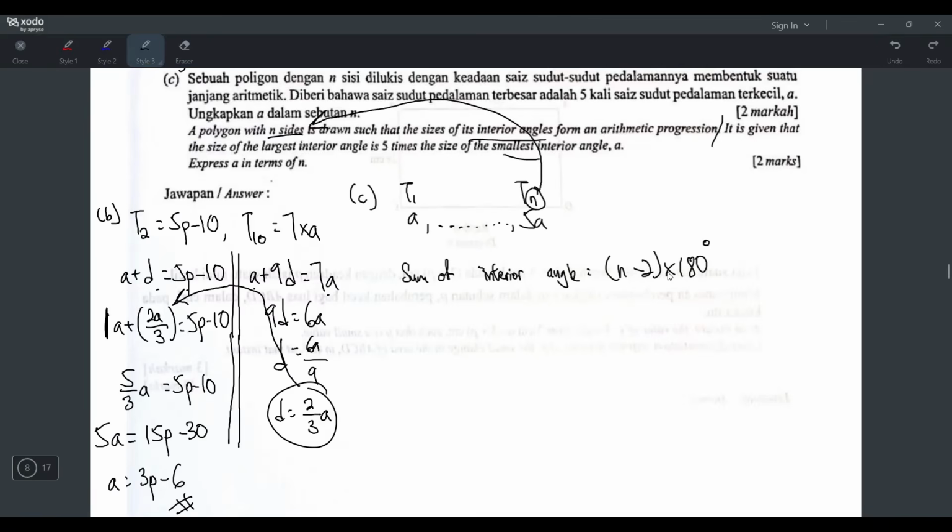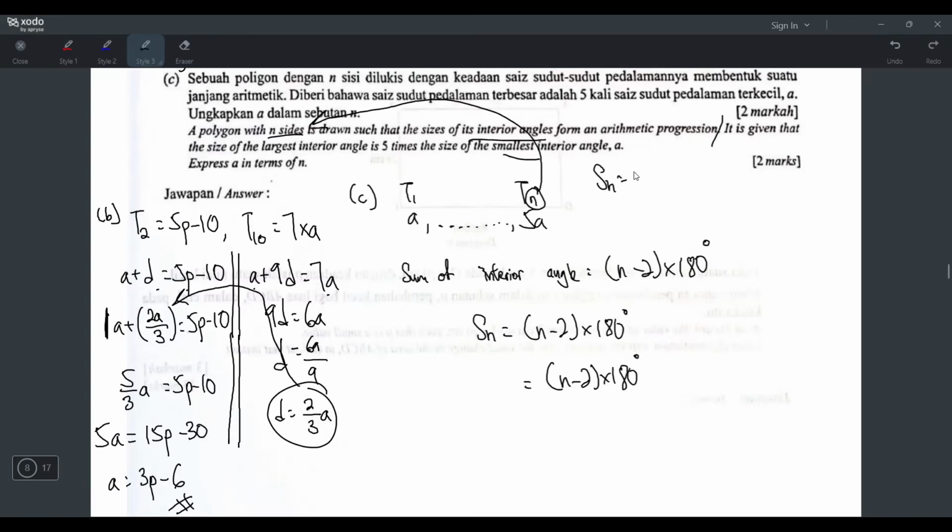So this is the sum of interior angle. It means the Sn will be equal to this. Yeah, the sum of all the terms here, a plus the next one plus the next one until 5a will be this, right? So we will be using the Sn formula equals to this, right? But what is the Sn formula?